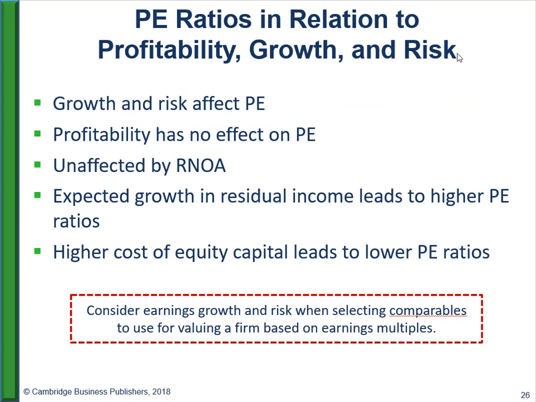And as we do so, we're going to have similar observations. Growth and risk affect price to earnings in a substantially similar way that they affect price to book. Profitability really has no effect on price to earnings because earnings is in the denominator. Earnings is a derivative of profitability, so as that changes, your earnings will change, and therefore it has no effect. Unaffected by return on net operating assets, expected growth in the residual income leads to higher price to earnings ratios, and a higher cost of equity capital leads to lower price to earnings ratios.